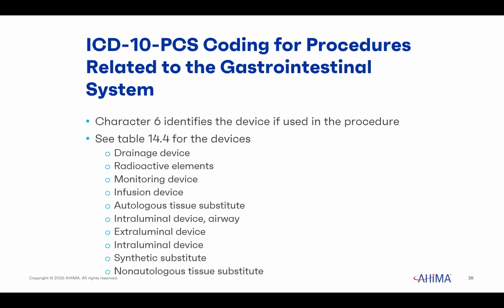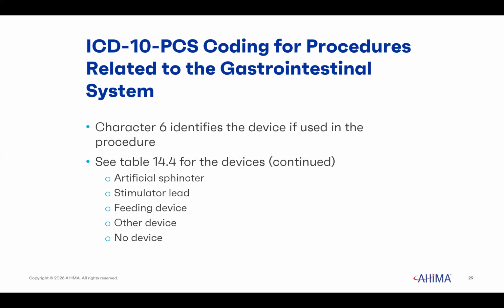Character 6 identifies whether a device remains in place after the procedure is completed. You can see a list of these devices in table 14.4, and some of these are mentioned on this slide. This could be drainage devices, radioactive elements, monitoring devices, intraluminal devices, and so on. Character 6 identifies if a device is used, and again, table 14.4 continues to list all these different devices.